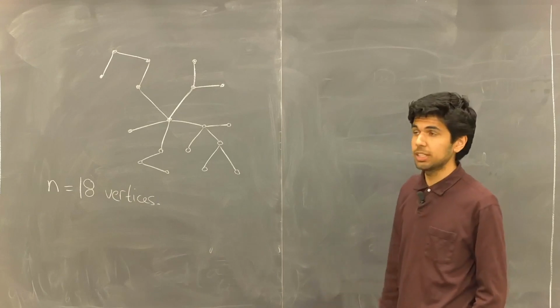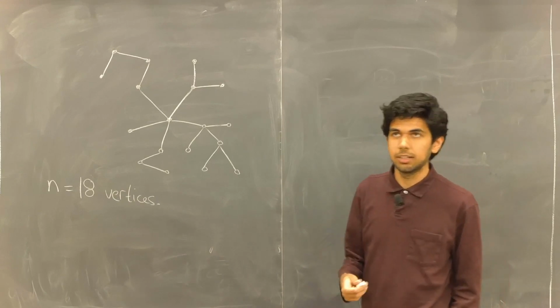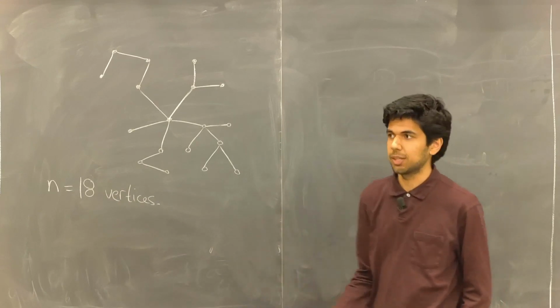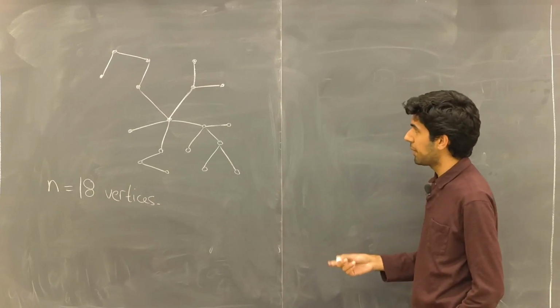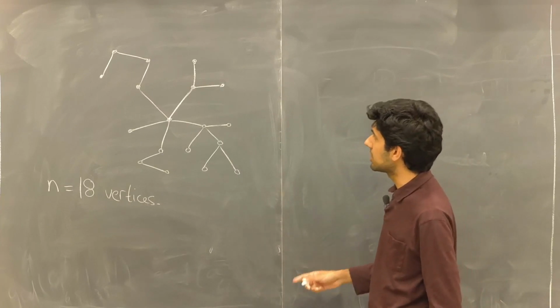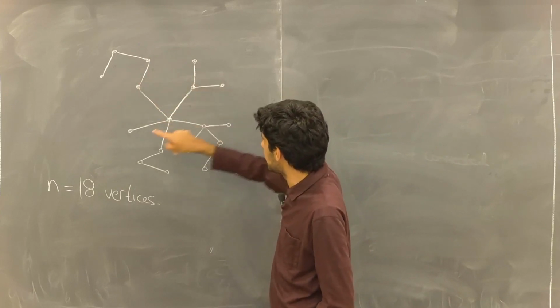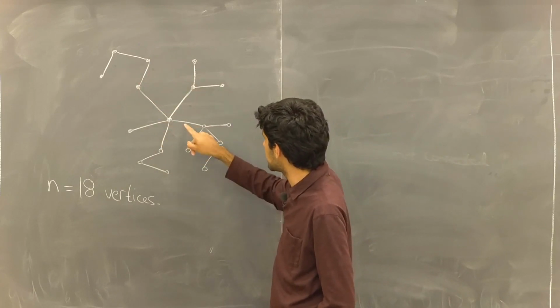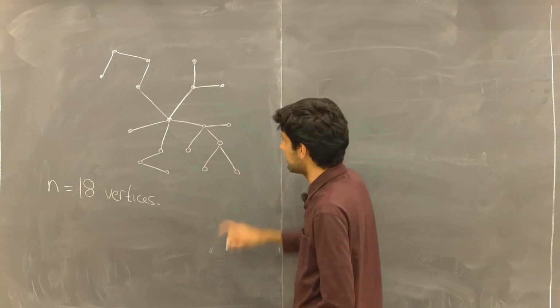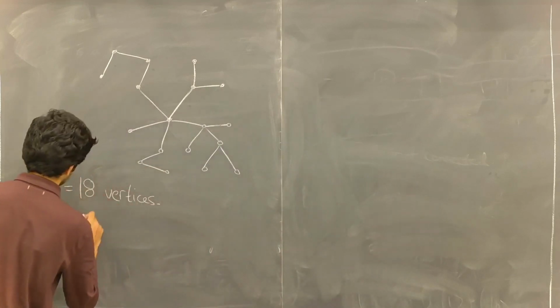I believe the next one is that G is connected and has n-1 edges. We already know about the connected part. Let's count the amount of edges. 1, 2, 3, 4, 5, 6, 7, 8, 9, 10, 11, 12, 13, 14, 15, 16, 17. So we do have 17 edges.